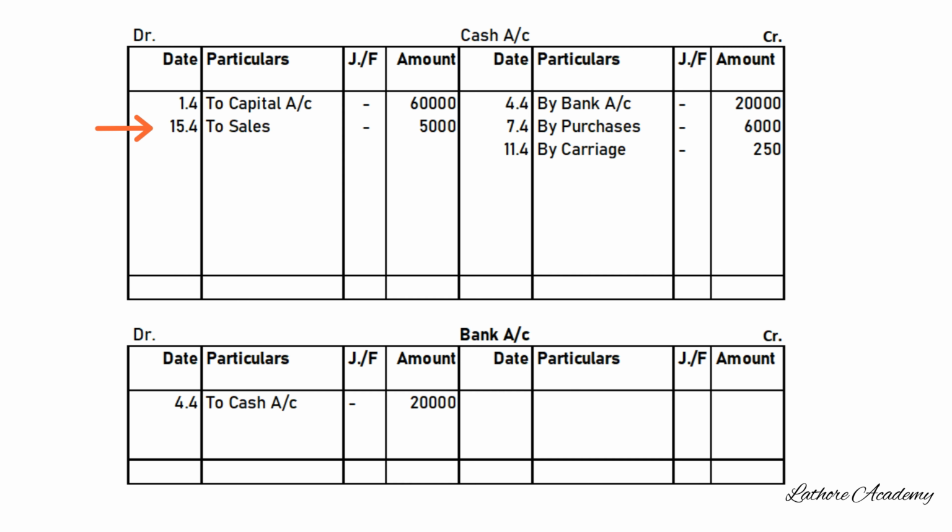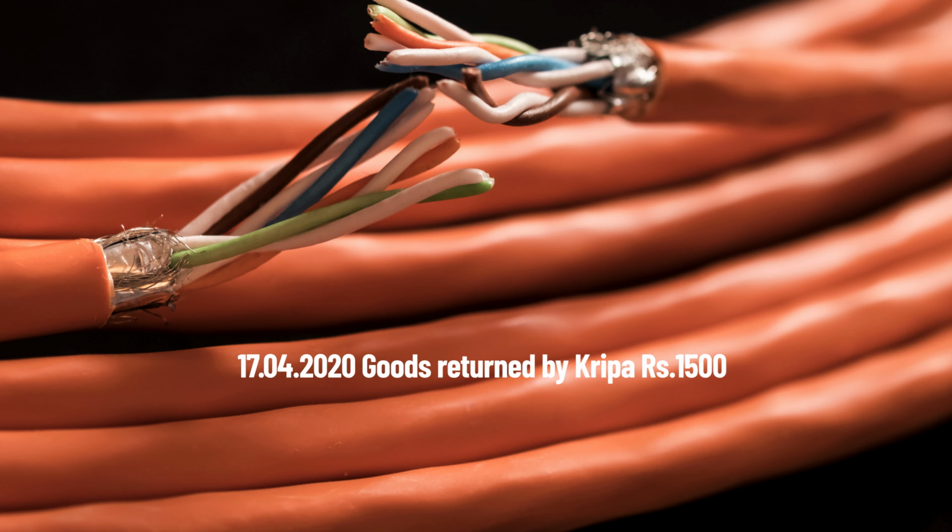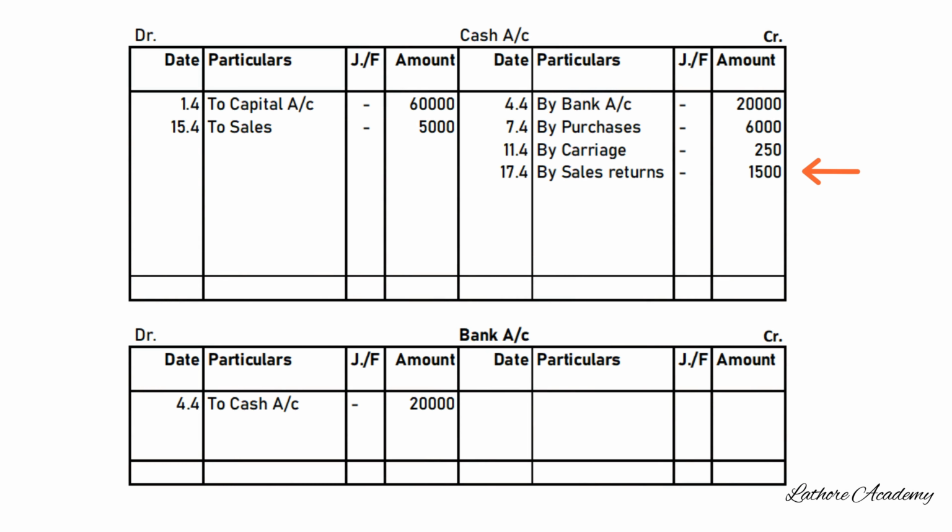So moving on to the next transaction, on 17th April, goods returned by Kripa 1500 rupees. Students, this is a continuation of the previous transaction, as when we had sold goods to Kripa on cash basis, we have to return back the goods for cash only. So the journal entry will be sales return account debited to cash account. Accordingly, while posting, we have to credit cash account and we have to post it on the right hand side of the cash account as by sales return account.